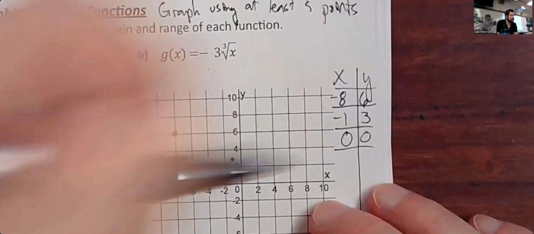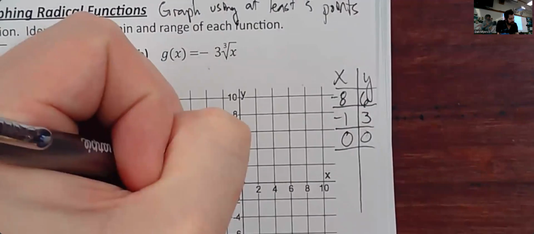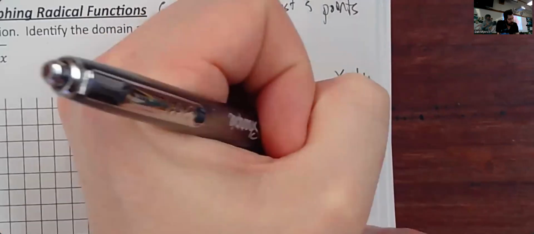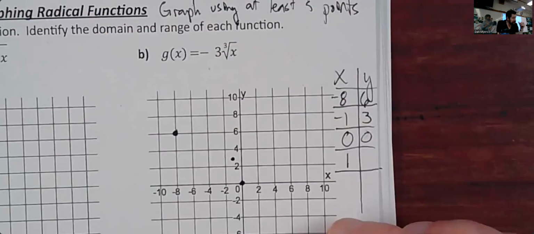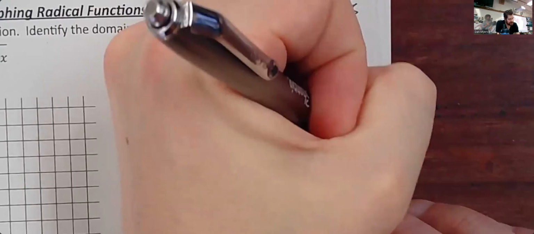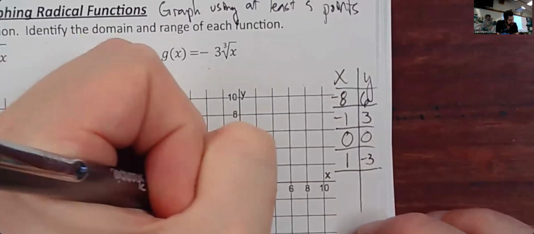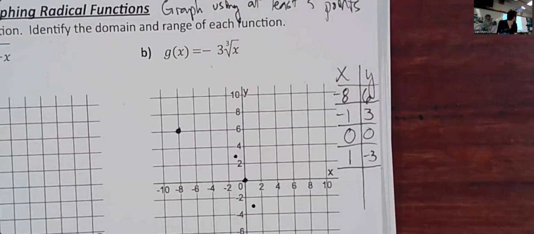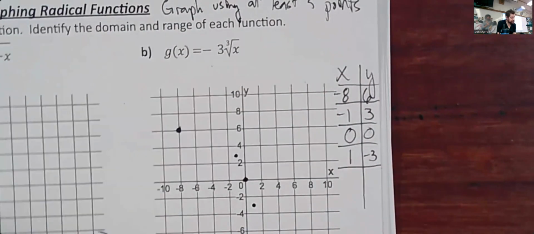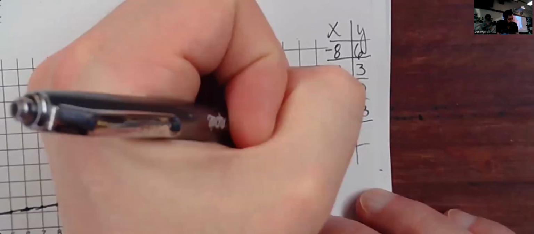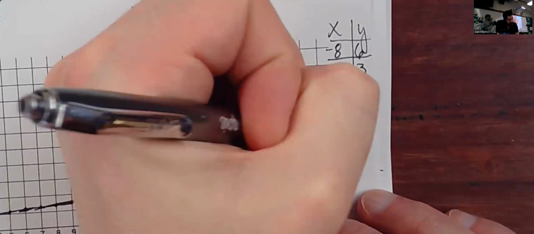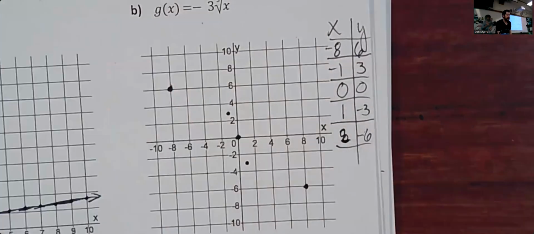And then let's go with 0, which will just give us 0, 0. And then if we go into the positives, we'll say 1. If x is 1, the cube root of 1 is 1. 1 times -3 is -3. So that's 1, -3, which is here. And then if we go with 8, the cube root of 8 is 2, and 2 times -3 is -6. So that'll be the point 8, -6, right there. And that's 5 points. That's enough to see kind of what's going on here.